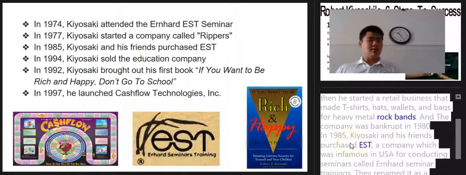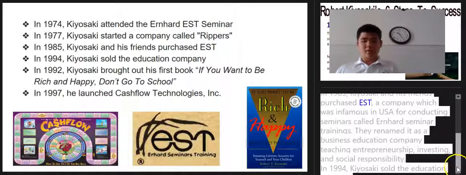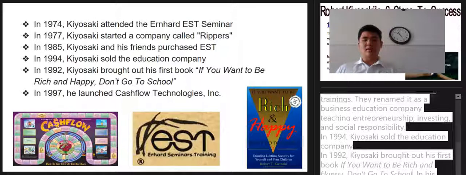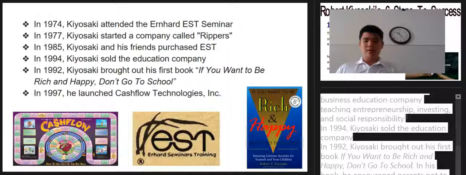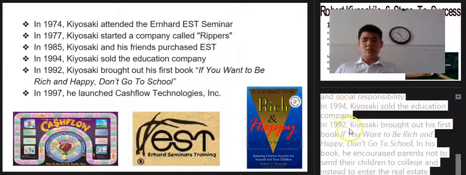And after that, he joined his friend to purchase the ESD company. They renamed it as a business education company teaching entrepreneurship, investing, and social responsibility. In 1994, Kiyosaki sold the education company. In 1992, Kiyosaki brought out his first book, If You Want to Be Rich and Happy, Don't Go to School.